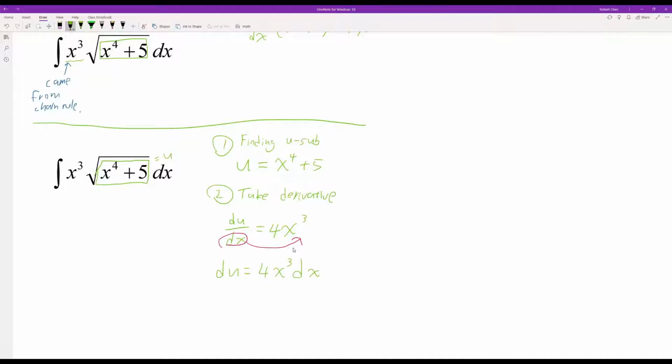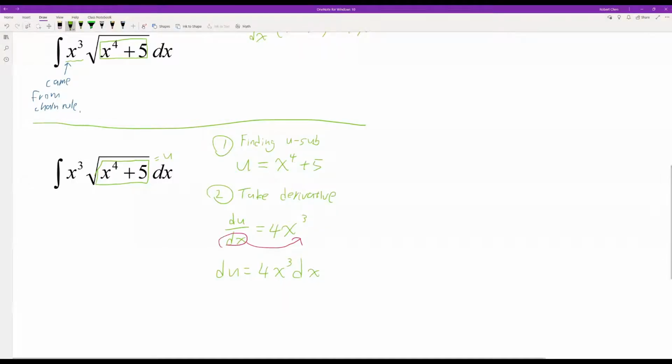And now next, we want to figure out what we have in common between the integrand in the original question and what we have right here in du.